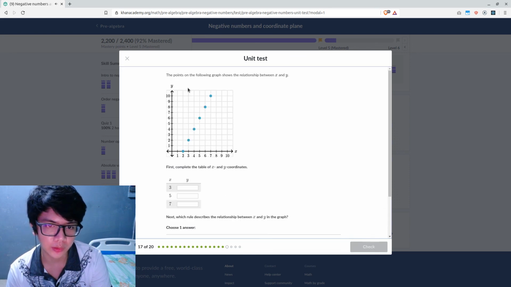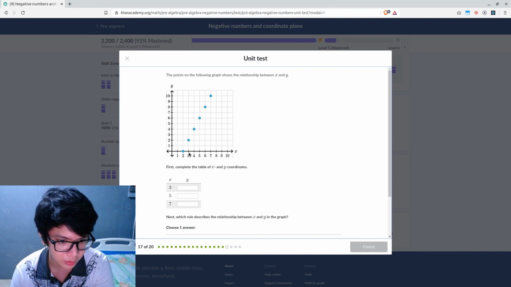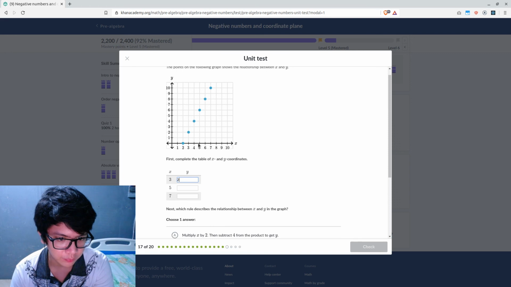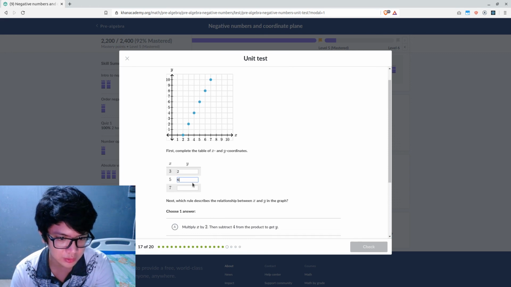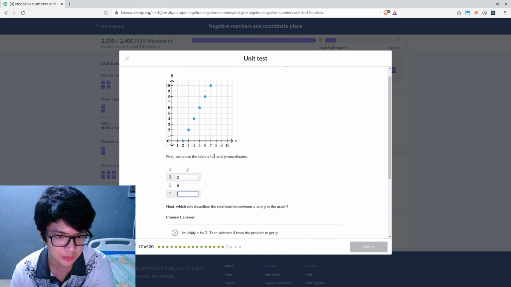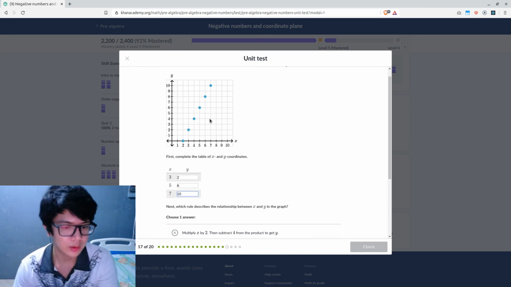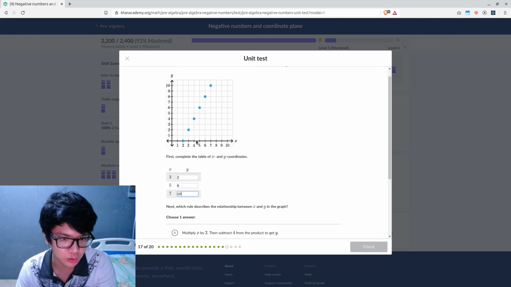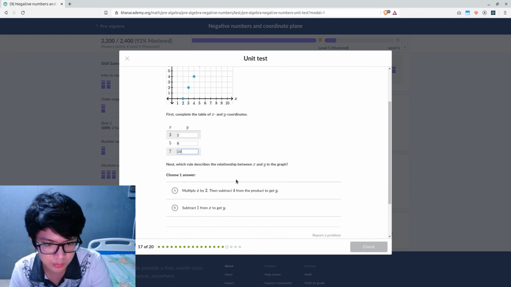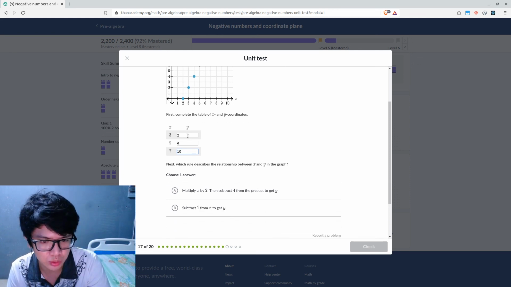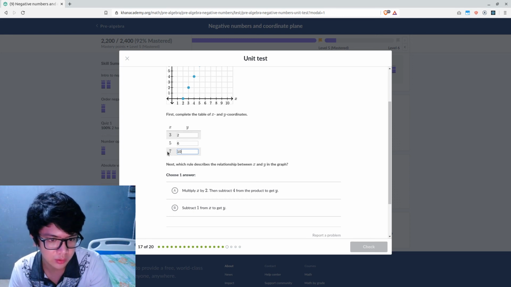The points on the following graph show the relationship between x and y. Complete the table. Okay, let's complete the table. Let's see, x is 3 and we got 2 for y, and 5 for x, and then we get 6. I guess this is 7, 10. Yeah, cool. Let's verify. 3, 2, 5, 6, and then 7, 10. Okay, which row is going to multiply x by 2, then subtract 4? 6 minus 4, 2. 10 minus 4, 14 minus 4, okay, 8.